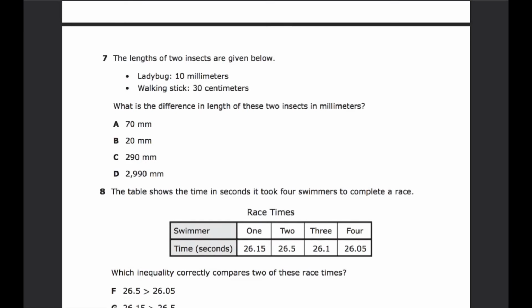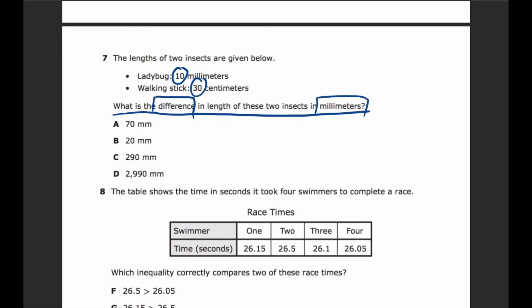Number 7, the lengths of 2 insects are given below. A ladybug is 10 millimeters. A walking stick is 30 centimeters. Ooh, these are different units that probably will matter. Question is, what is the difference of these two insects in millimeters? So, yep, need to have both of these as millimeters.